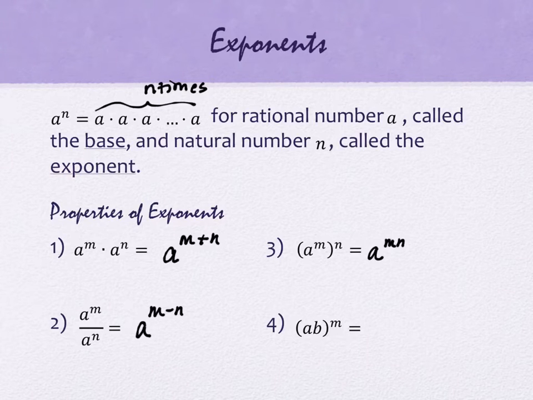And then the last one looks and feels like some sort of distributive property. And we write a to the m, b to the m. And again, this is one of those things where it's important to notice that a is multiplied by b for this to work. If a were added to b, it doesn't work. But multiplied, it does.